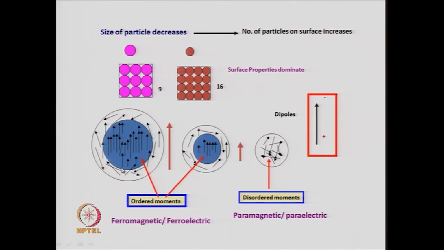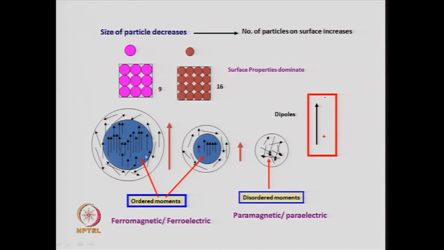So, you can say that in all systems where you have ferroelectricity, as you decrease the size of the particle, those materials will tend to lose their ferroelectricity, because the number of ordered dipoles will decrease as you decrease the size of the particles, and when the particle size becomes smaller and smaller, you will end up with particles having only disordered dipoles. And so, you go from a ferroelectric material to a paraelectric material. This is one of the most important changes one can expect in a ferroelectric material when you decrease the size of the particle.